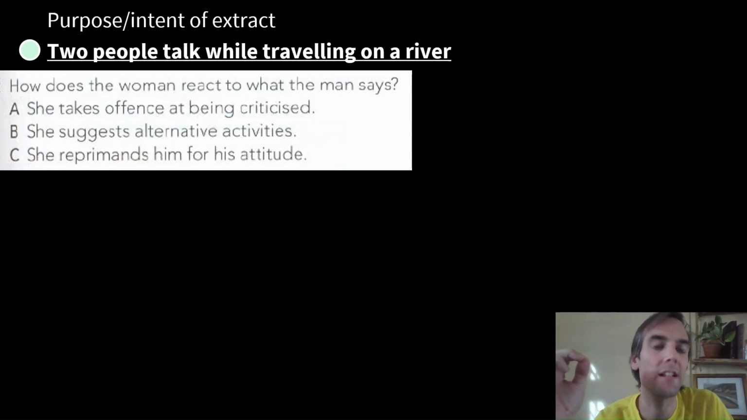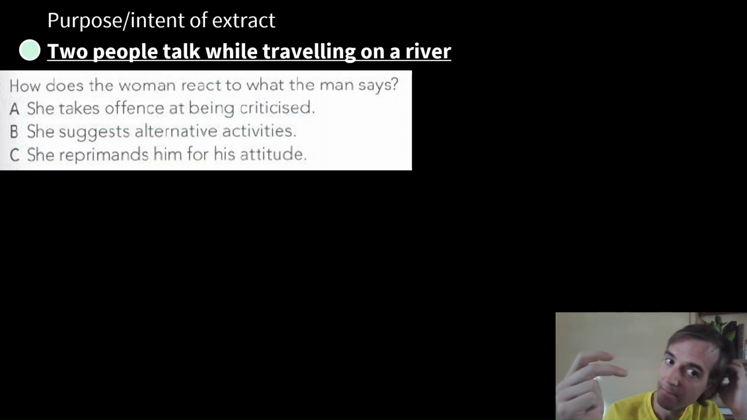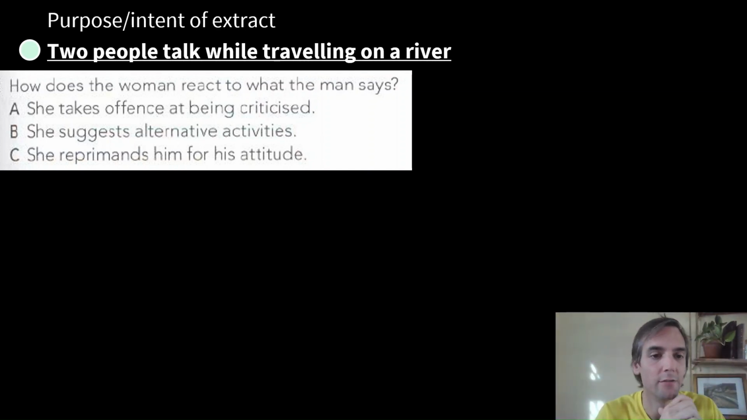Next question type is where we could talk about the purpose or the intent of the extract in general. Here our example is, two people talk traveling on a river. Imagine the situation, as always. How does the woman react to what the man says? Takes offense, suggests alternatives, reprimands him. Reprimands, if you don't know that word, you're in a bit of trouble, because that's a word on the C1 exam, and you need to know the words for the questions. It means tells him off. Says, you shouldn't do that, that's very bad. I'm reprimanding you, I'm telling you off.